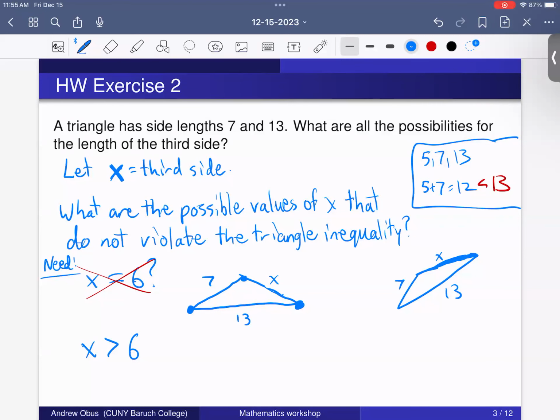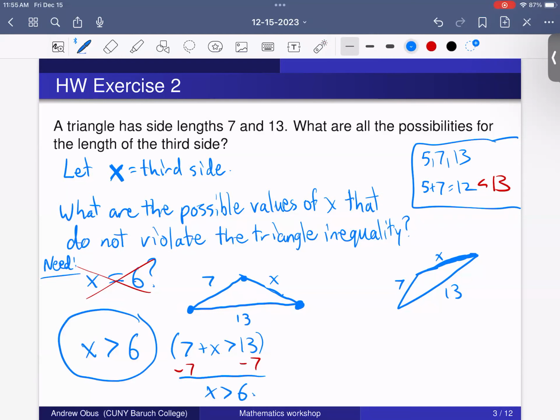So you need that x is greater than 6, because what you really need is that 7 plus x is greater than 13, right? When you're adding these two sides, it has to be greater than the third side. So you need 7 plus x is greater than 13, which of course, if we subtract 7 from both sides, gives us that x is greater than 6. So we definitely need that x is greater than 6 in order to have a triangle with side lengths 7, 13, and x. Whatever that third side is, it needs to be greater than 6.